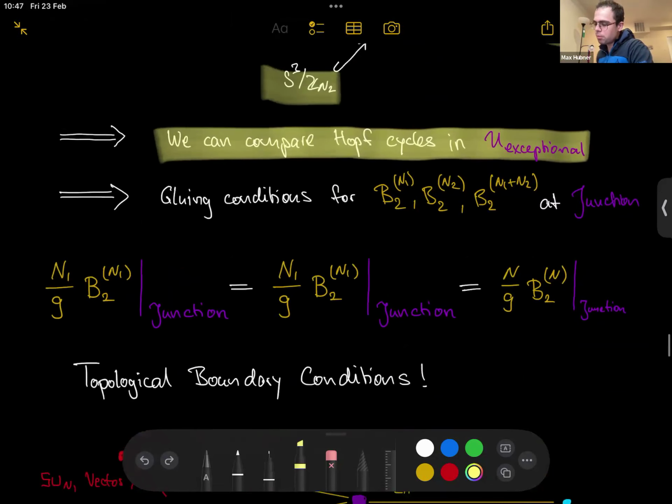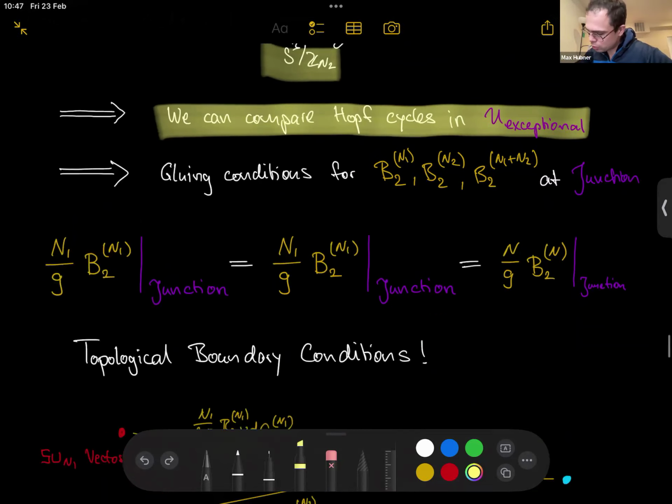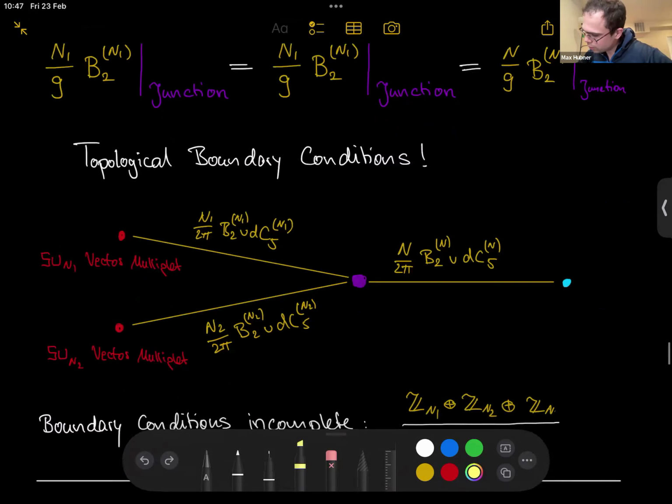And so before I was harping on the junction being partially topological and partially physical, and this is the topological part of the boundary condition. Some B2 fields just glue across. Okay, this is just a picture of what we had before.